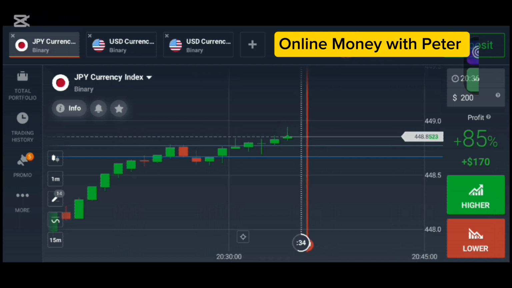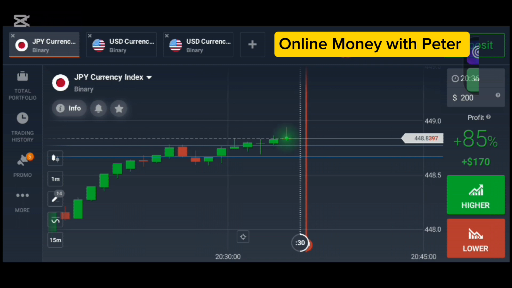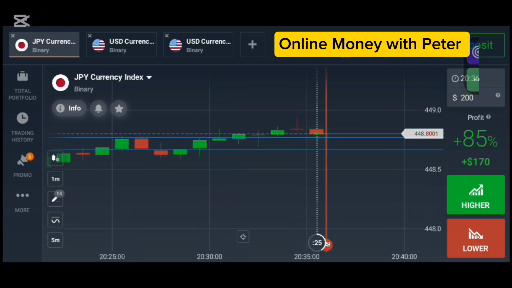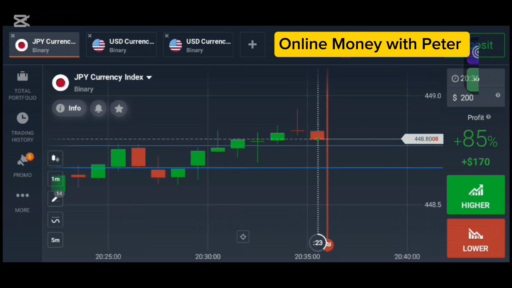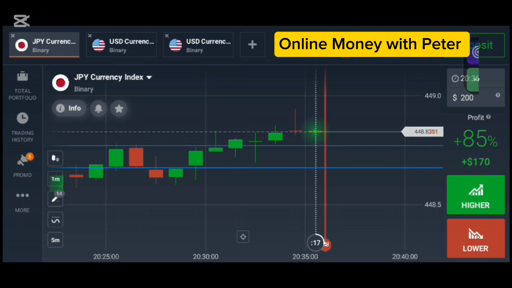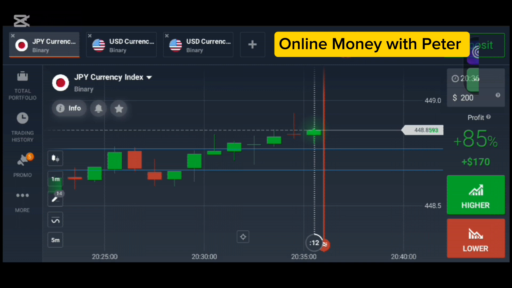When this candle closes, then I'll know what to do. Now it closes, forms a gravestone doji. See, okay, getting a rejection here.